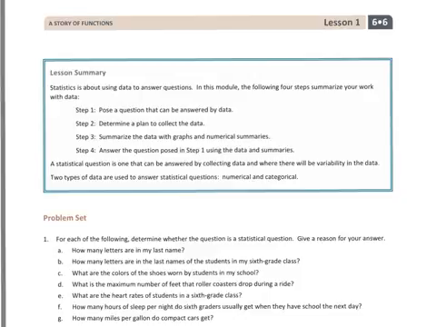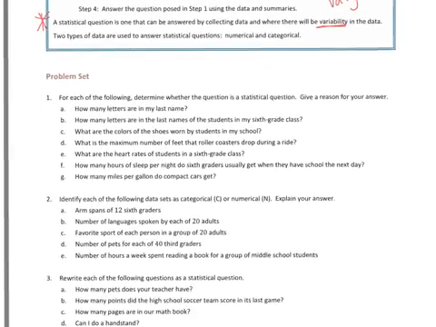So what we're doing for this one is we're taking a look at statistical questions. And a statistical question is one that can be answered by collecting data and where there will be variability in the data, meaning varying responses or different responses, not just one. So let's go down and take a look at question 1.